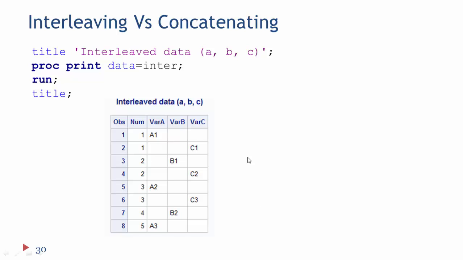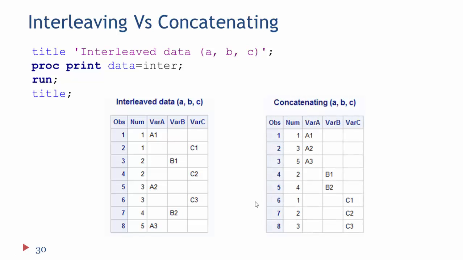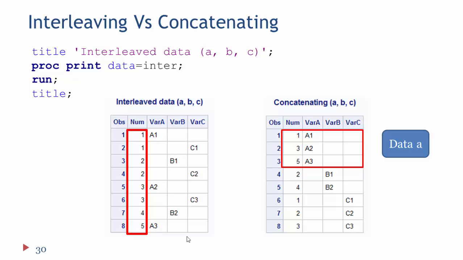Interleaving versus concatenating, what's the difference? As mentioned earlier, the main difference is how the merging works. In interleaved data, notice that the columns are merged by the ordered num variable. First, the ones were merged, and then the twos, and then the threes, fours, and fives. There is only one 4 and one 5, so we have only one instance of 4 and 5. Whereas in concatenating, the data were simply stacked because there is no grouping variable.